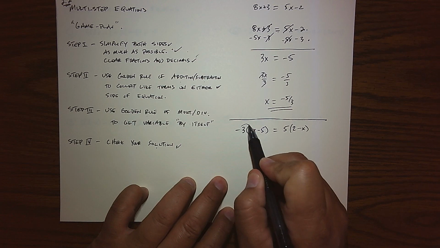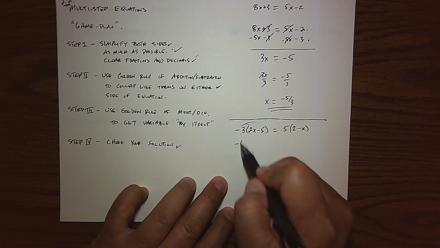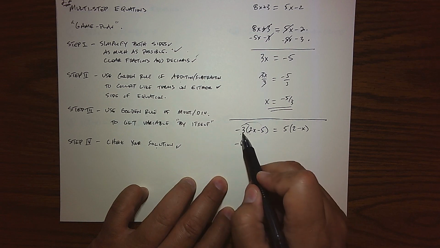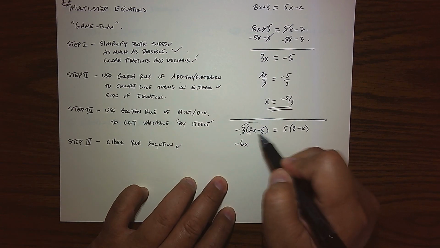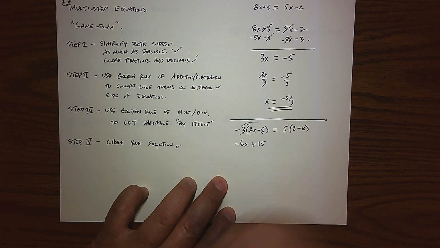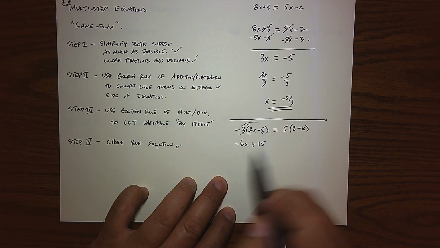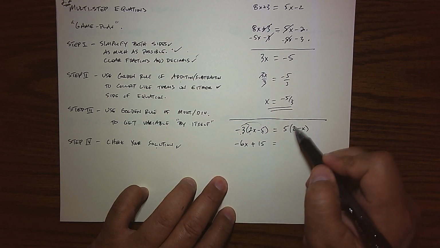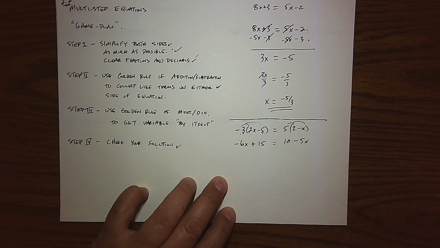So if I distribute a negative 3, right, a negative 3 times a 2 would give us a negative 6x. Right, a negative 3 times that negative 5, remember that's a plus negative 5, would give us a positive 15. So 3 is tripling everything, and the negative is changing all the signs. On the other side, when we distribute, we get 10 minus 5x.